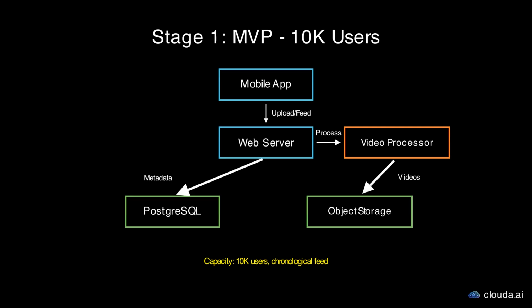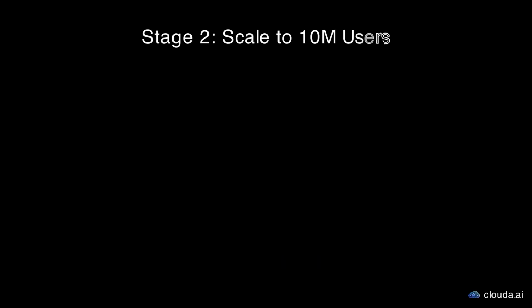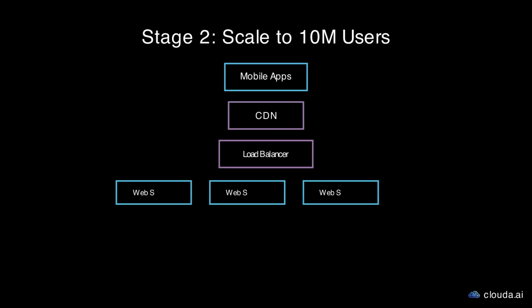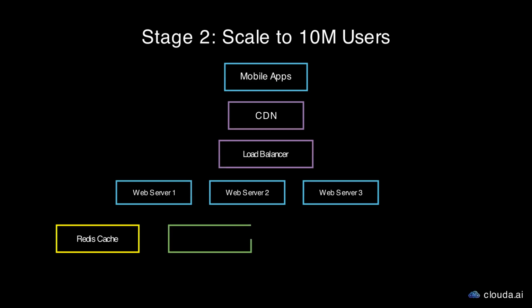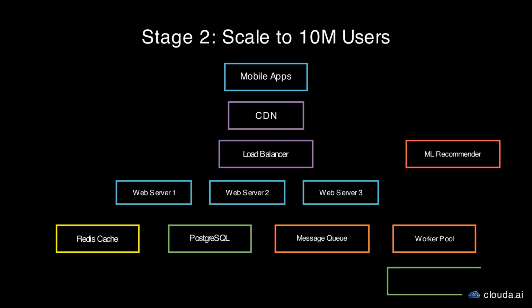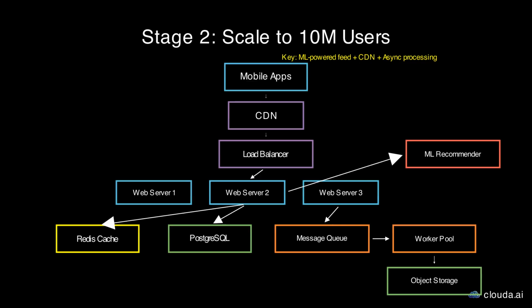This architecture can comfortably handle our initial 10,000 users with a single region deployment, keeping infrastructure costs low while we validate product-market fit. At 10 million users, our simple chronological feed is no longer engaging enough. Users want personalized content. Here's our evolved architecture. We've added a CDN at the edge to deliver videos with low latency globally. This reduces video start time from seconds to under 100 milliseconds. A load balancer now distributes traffic across multiple web servers for horizontal scaling.